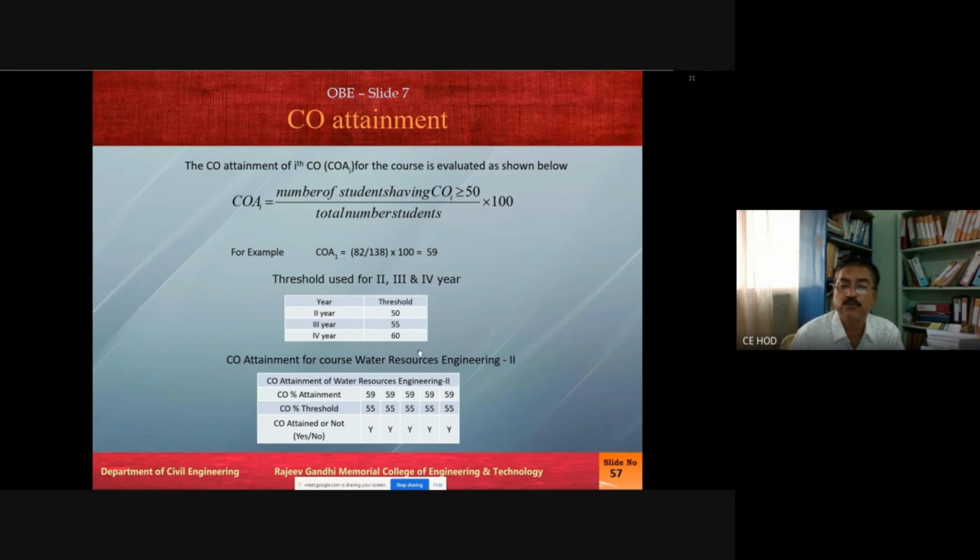So we have put some thresholds. Second year, 50 is the threshold; third year, 55 is the threshold; fourth year, 60 is the threshold. Now this subject belongs to third year, sir, so the threshold is 55. All the CO attainments we got are 59, and the threshold value is 55. So all the COs have been attained. That's why I am showing it here, sir.